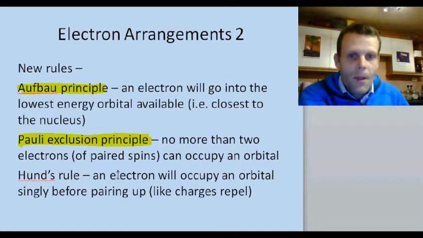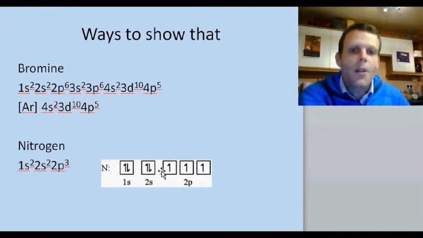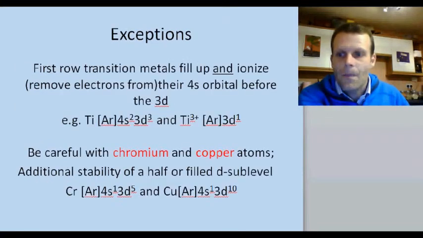But if we then look at Hund's rule, it says an electron will occupy an orbital singly before pairing up. And so as we build up our electrons in boxes diagram, you can see that these are single rather than 2 in here and just 1 in here. And it's because we've got some repulsion. The electrons would rather have their own space rather than be close to each other in this orbital. So we get these singly set up electrons.